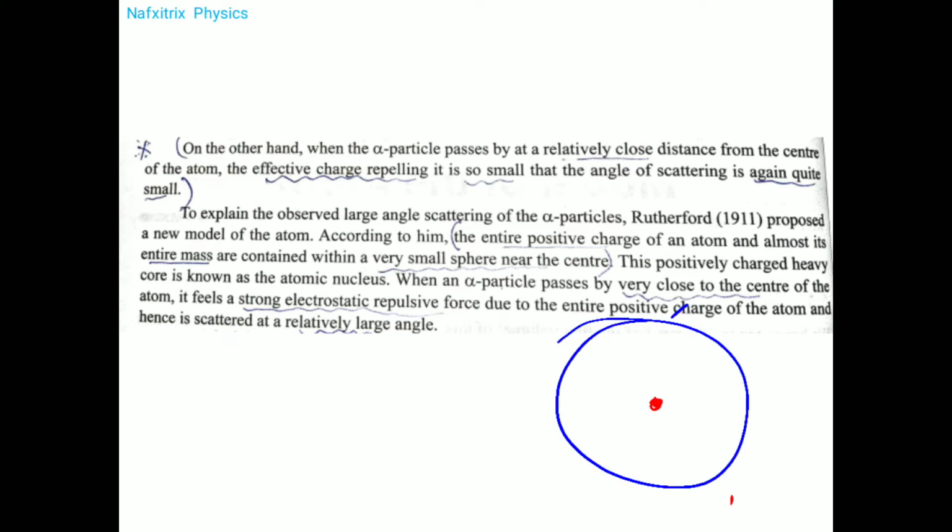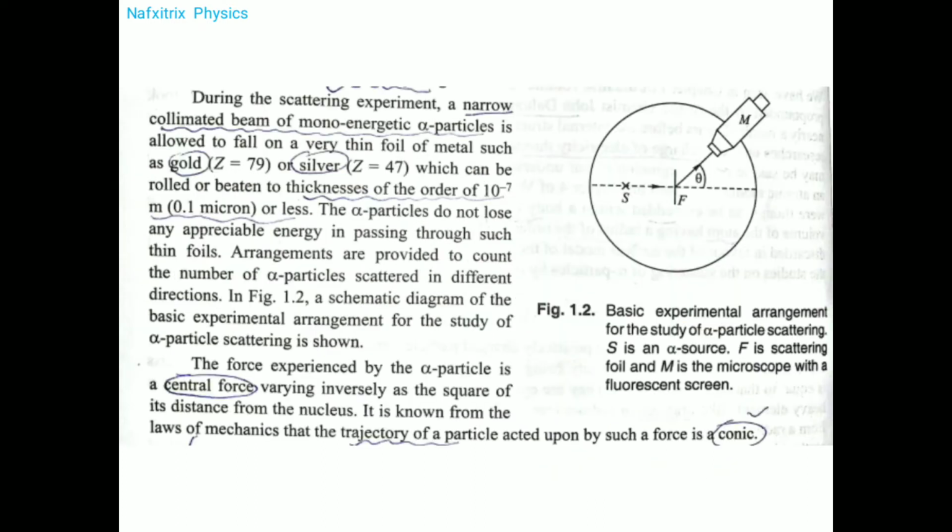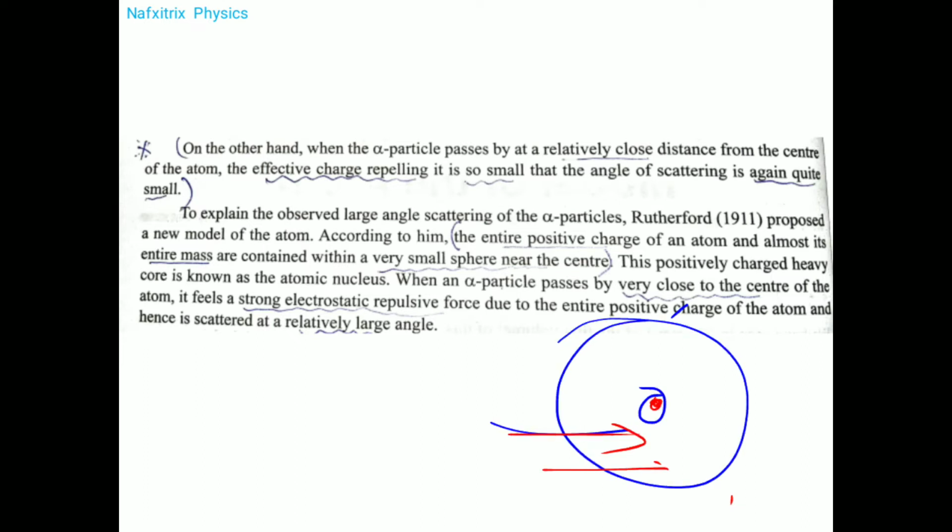There is a very large distance between the nucleus and the electrons, and the entire mass is concentrated over here. So most of the alpha particles are scattered at lower angles, and only a few are scattered at higher angles, because only a small space is occupied by the positive charge, not the entire atom as in J.J. Thomson's model. That's why only a few particles get scattered.